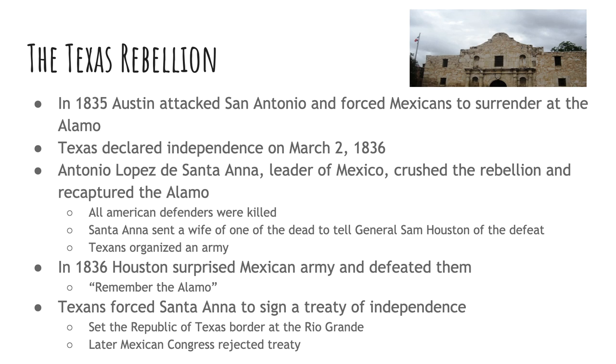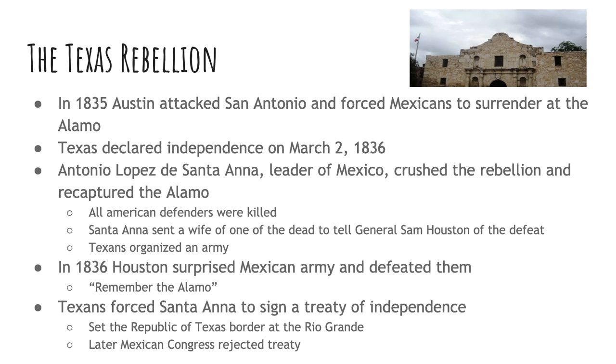At this fighting, all the American defenders were killed, and Santana sent one of the wives of the dead to go tell the American general, Sam Houston, that the Mexicans had defeated the Americans. So obviously Texas was super upset. They had lost many of their soldiers, so they decided to organize an army.